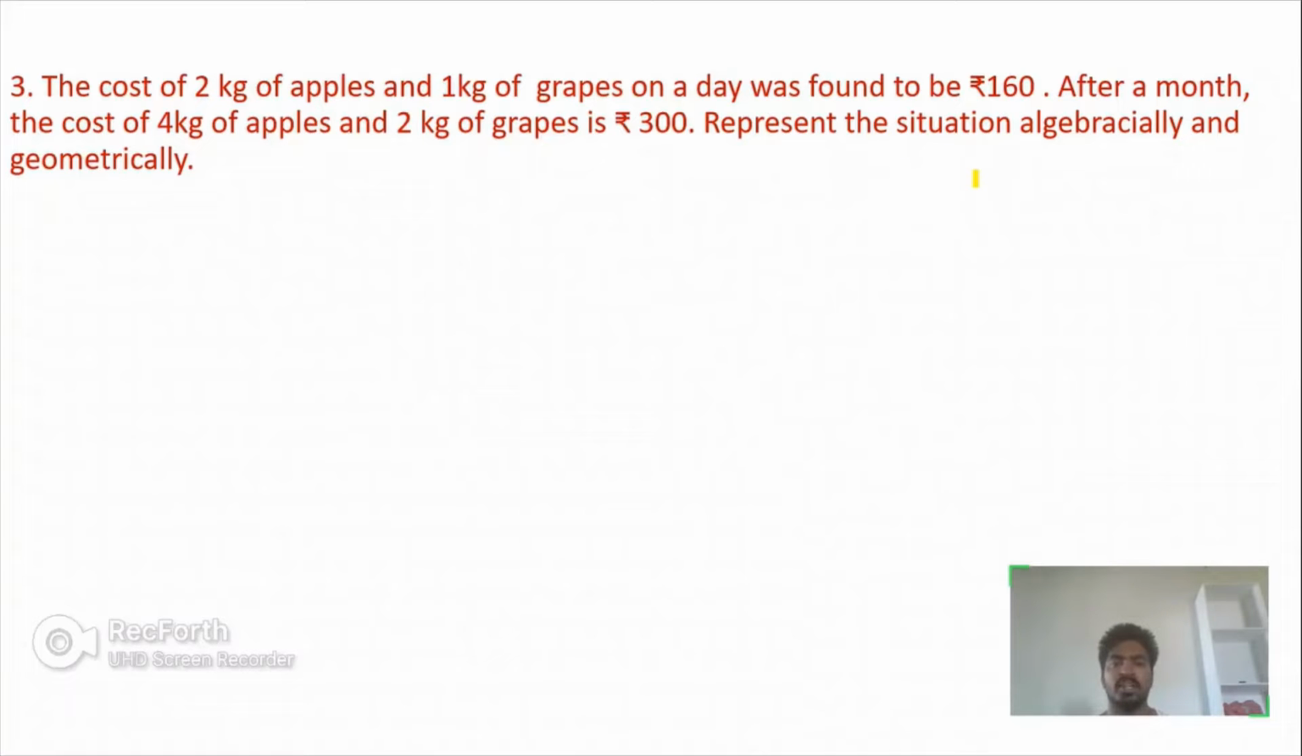So the information provided in the question is: on one day, 2 kgs of apples and 1 kg of grapes cost 160 rupees, and after a month the cost of 4 kgs of apples and 2 kgs of grapes is 300. So represent these two situations algebraically and geometrically.